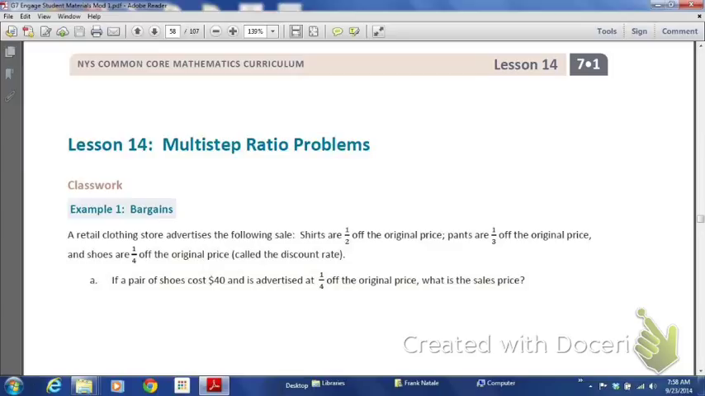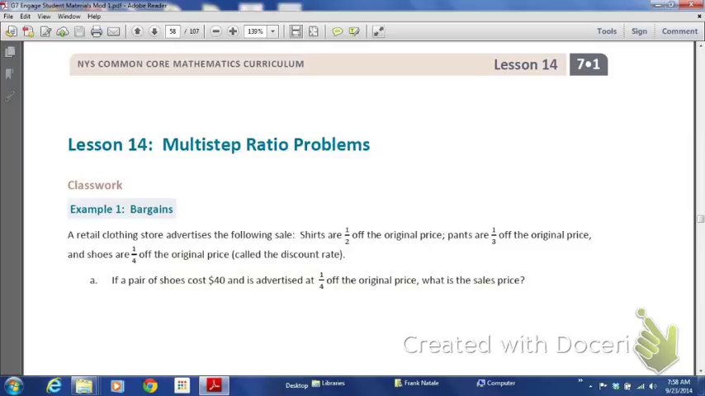And then we're going to look at it in terms of another 2 ways to find this fractional part of, or this fractional discount. Okay? So let's go ahead. I'm going to read this problem for you now. Here we go. Example 1, bargains.